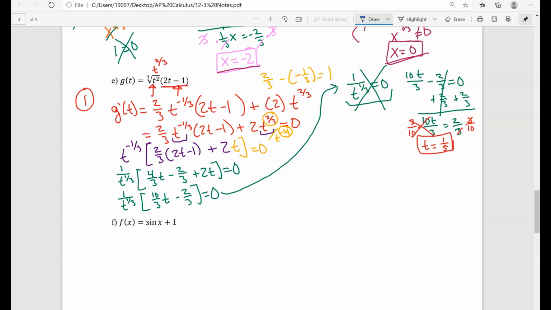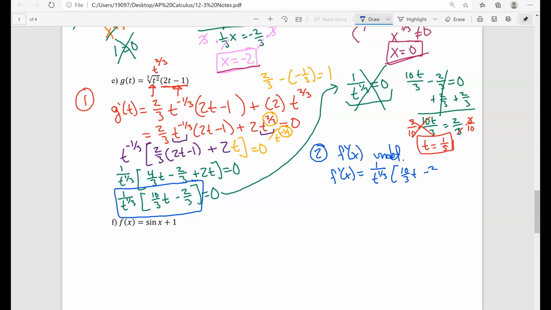And now what I have to do is check when exactly the derivative is undefined. If we look at where exactly we stopped, this is the most condensed form that we got for the derivative: 10 over 3t minus 2/3. You can see that this term is the one that's going to give me an undefined value. So t equals 0 will also be a critical point, because that's where you're going to get an undefined term.